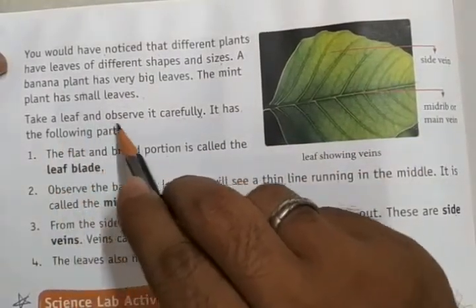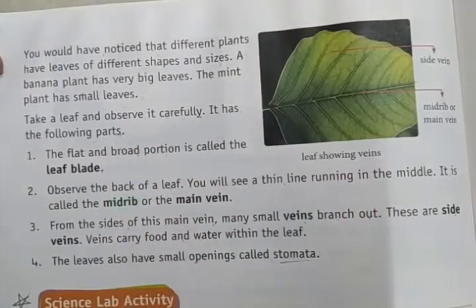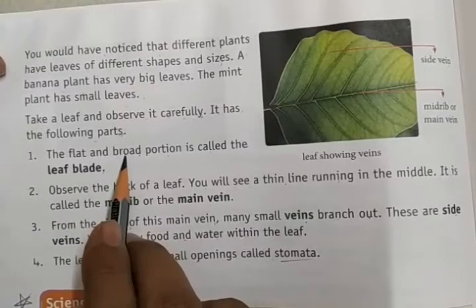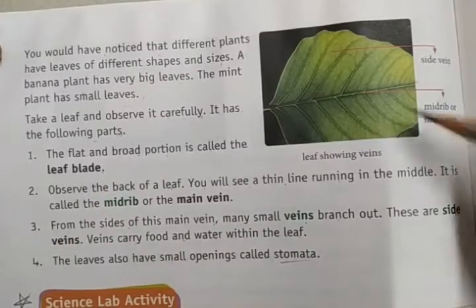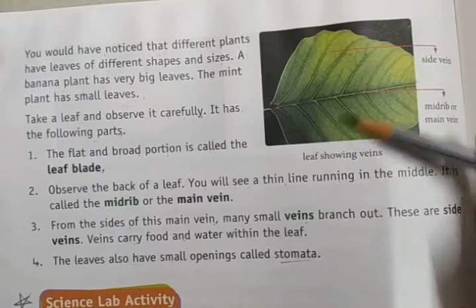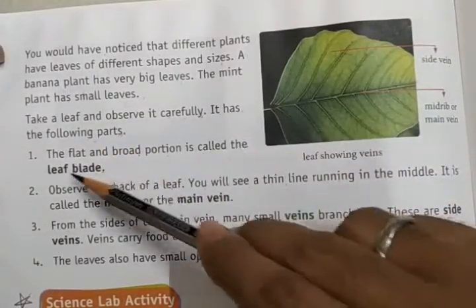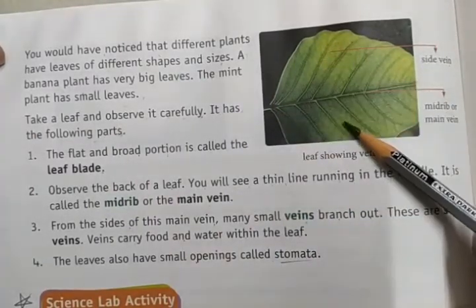Take a leaf and observe it carefully. It has the following parts. The flat and broad portion is called the leaf blade. What do we call all of this? The whole leaf? Leaf blade.